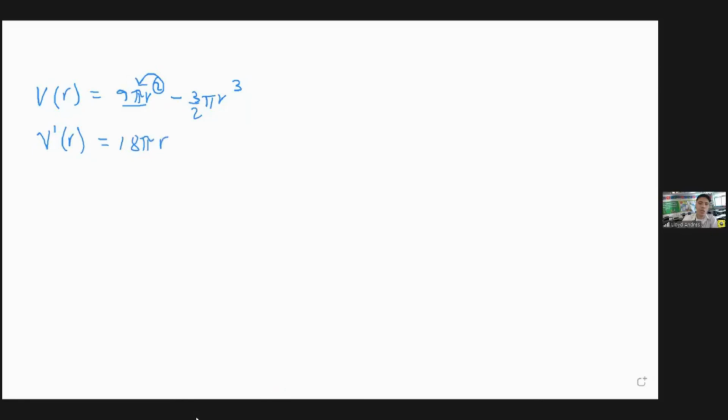Minus, again, the constant is 3 halves pi, and then we have 3 here, so it becomes 3 times 3 halves, that's 9 halves pi r squared, since 3 minus 1. So this is our derivative, which to get the critical point, we set equal to 0.